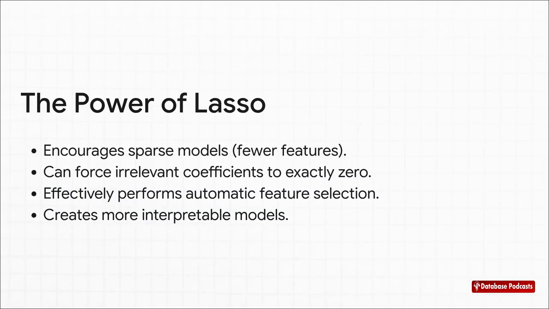And this ability to just zero out coefficients is Lasso's absolute superpower. What it does is create sparse models. That's just a fancy way of saying models with fewer variables. If the feature isn't really helping, Lasso will just kick it out of the model by setting its coefficient to exactly zero. This is amazing because it's basically doing automatic feature selection for you, leaving you with a simpler, more robust, and often much easier to interpret model.